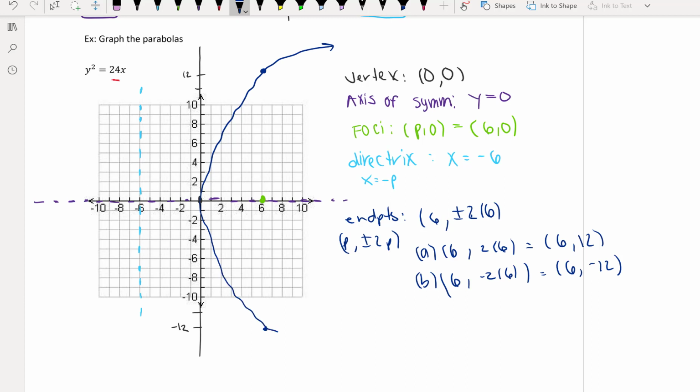Okay, this is what my parabola is looking like, okay? So I've graphed the vertex, the axis of symmetry, my foci, the directrix, and the endpoints, okay? I hope that that was helpful.